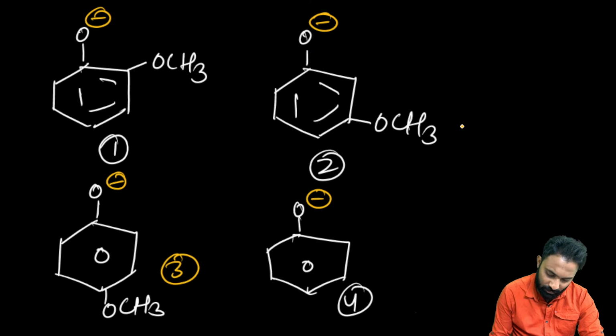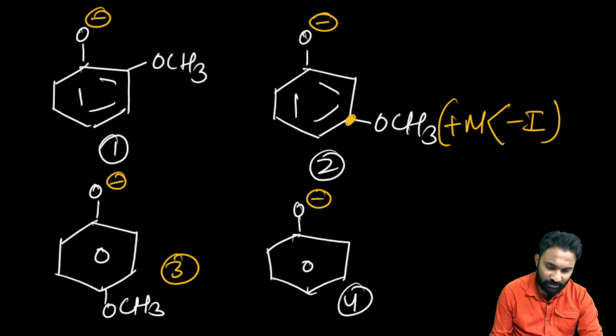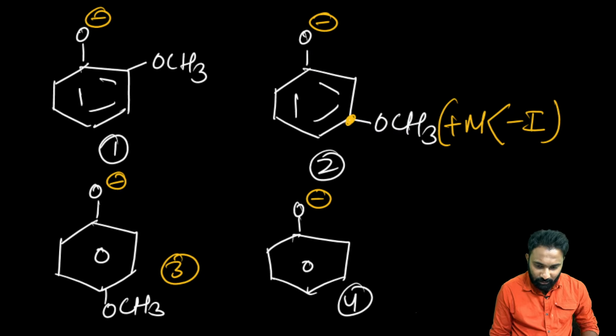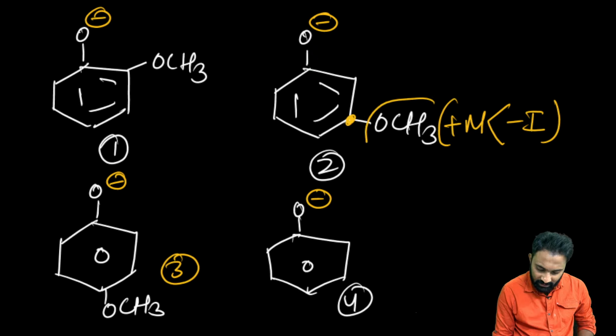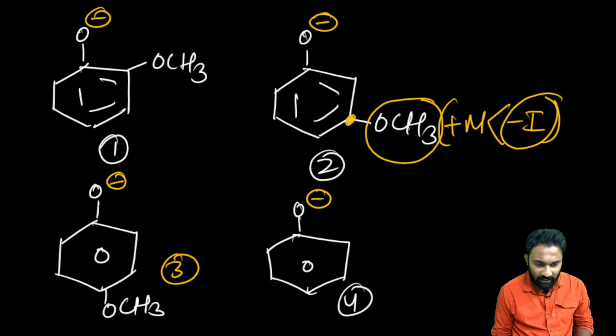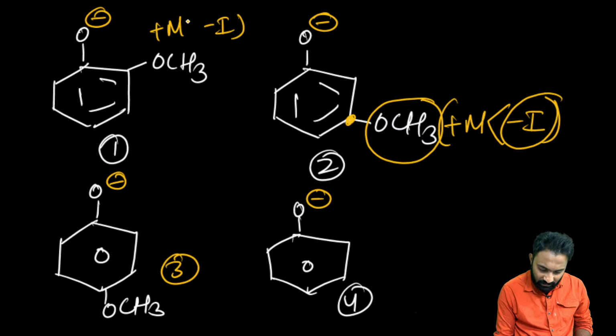Yet in the second position, here the plus M and the minus I. Here the minus I is more dominating for the methoxy at which position? Meta position, right? At the meta position OCH3 will act as minus I, and the minus I effect is more dominating. Here plus M and minus I, here the plus M effect is more dominating. Here also plus M, minus I, plus M effect is more dominating.